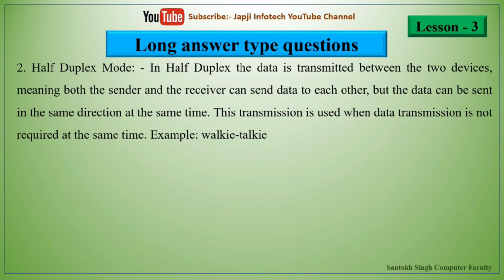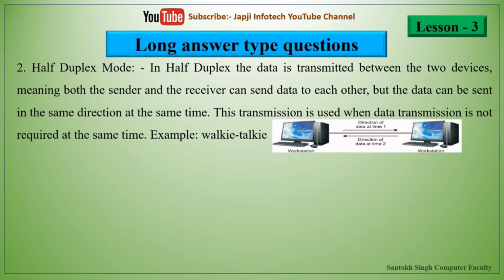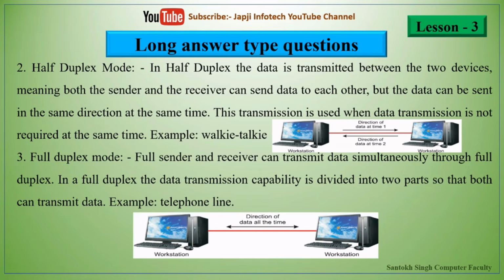And the next one is half duplex mode. In half duplex, the data is transmitted between the two devices, meaning both the sender and the receiver can send data to each other, but not in the same direction at the same time. This transmission is used when the data transmission is not required at the same time. Its example is walkie-talkie.